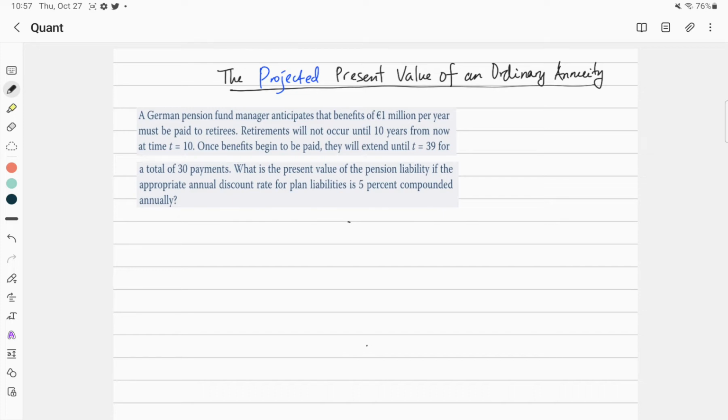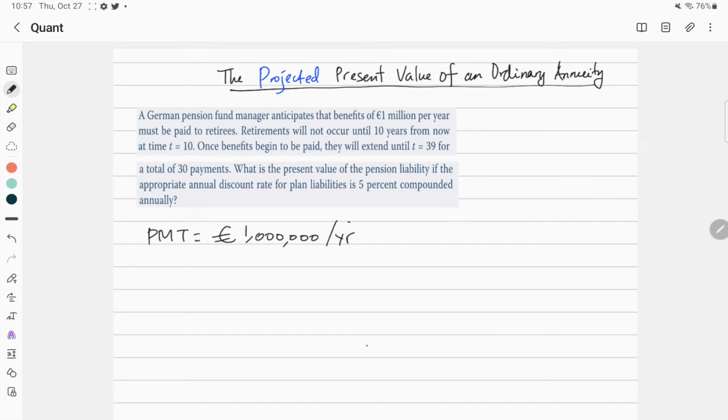There is this pension fund manager in Germany who anticipates or expects to pay benefits of 1 million euros per year to retirees. Okay, so he expects to make a payment of 1 million euros per year.